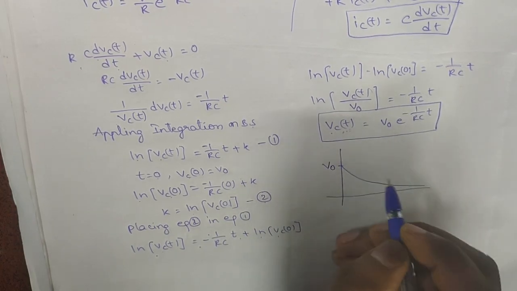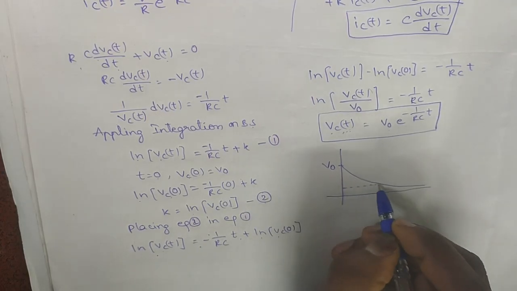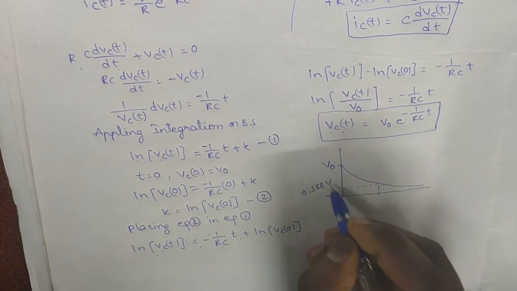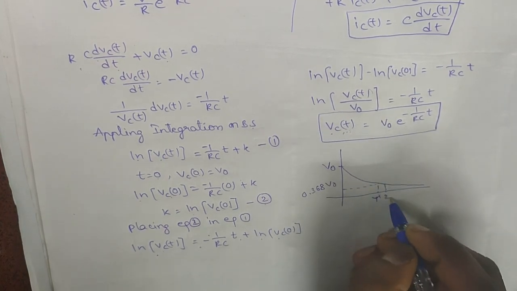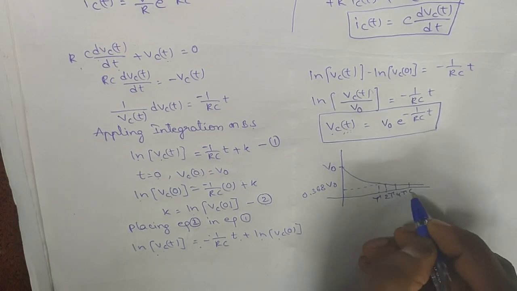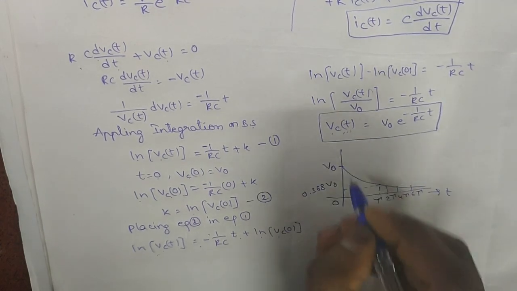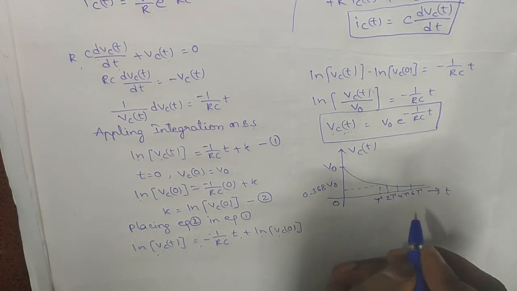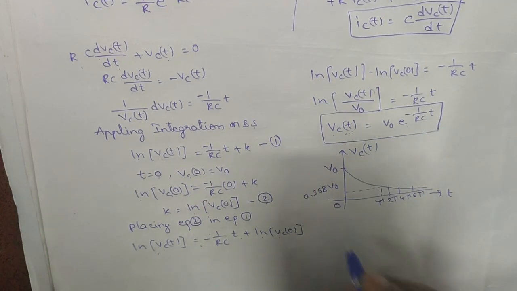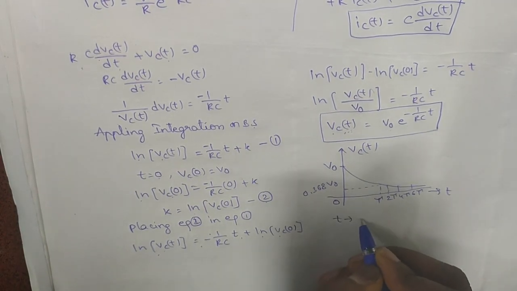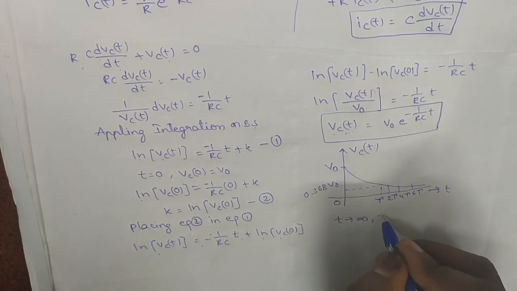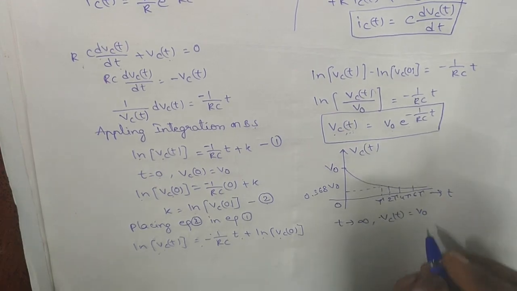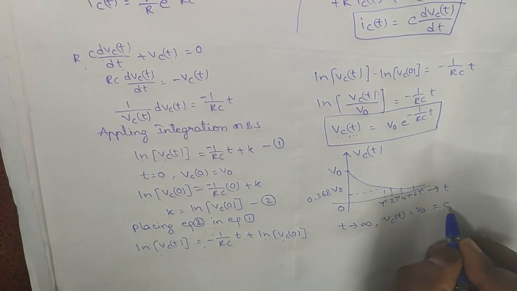The voltage starts at V naught, the initial voltage, and this will be 0.368 V naught at t equal to tau, the time constant, and so on. This is the voltage across the capacitor. So at t tends to infinity, the developed voltage Vc of t will be equal to 0.